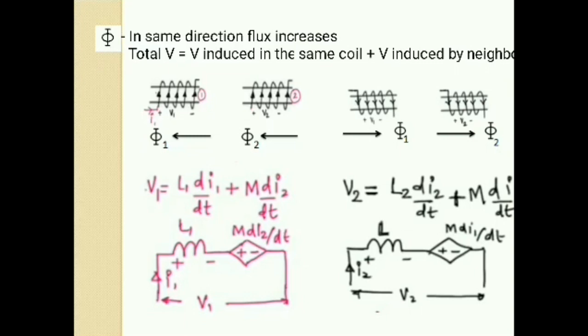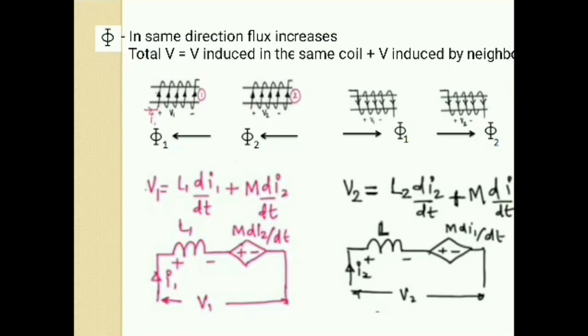So we calculate the voltage in coil 1, which is caused by the self-inductance of coil 1 and the mutual inductance of coil 2. So the total voltage in coil 1 is VL1 equal to L1 into di1 by dt, where L1 is the self-inductance of coil 1 and I1 is the current flowing through coil 1, plus M into di2 by dt. M is the mutual inductance and I2 is the current flowing through coil 2. Why are we using plus in this formula?